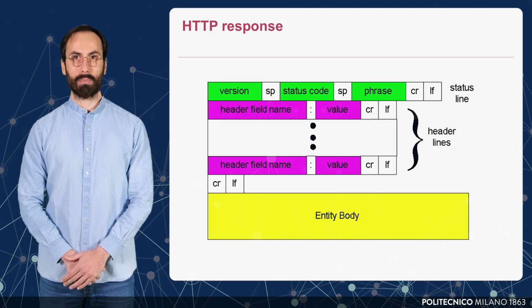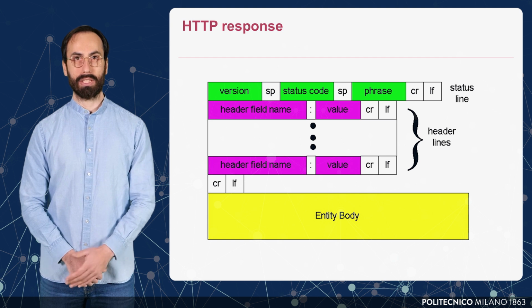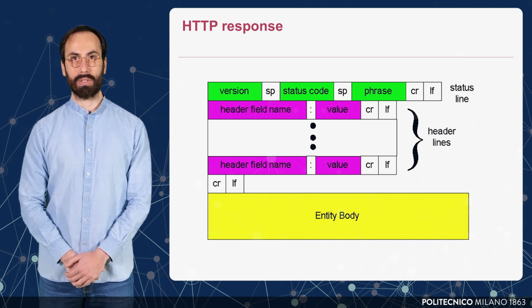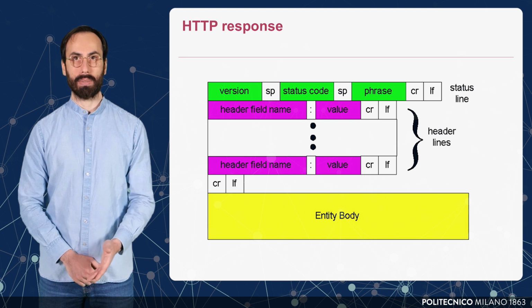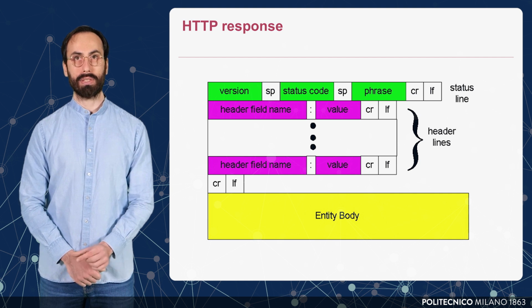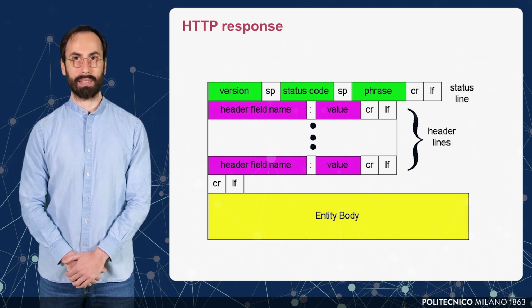In part 1 of this module, we have seen the anatomy of an HTTP request. We continue our discussion with this diagram that illustrates the structure of an HTTP response message, which is used by a server to communicate the result of a client's request. The response message consists of 3 main components: the status line, the header lines, and the entity body.